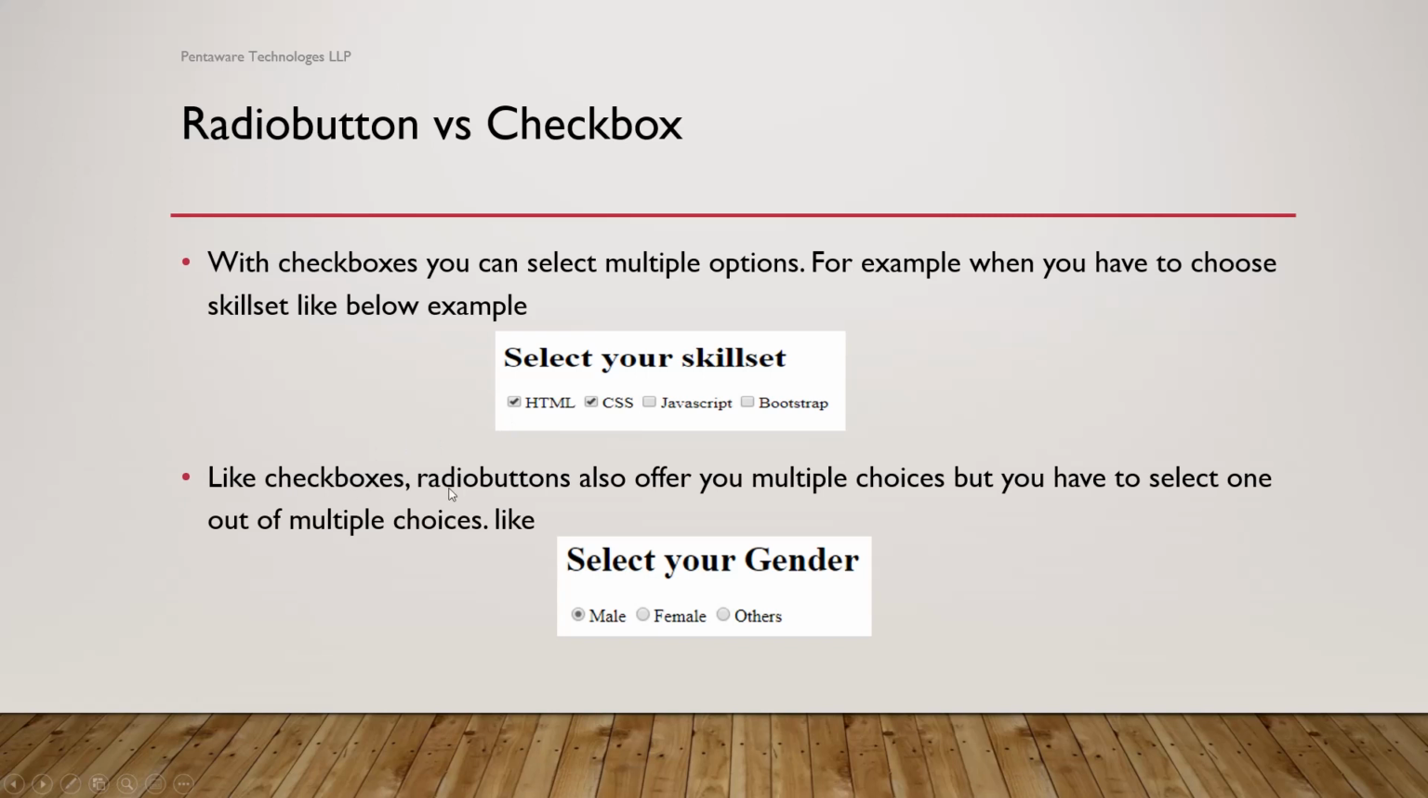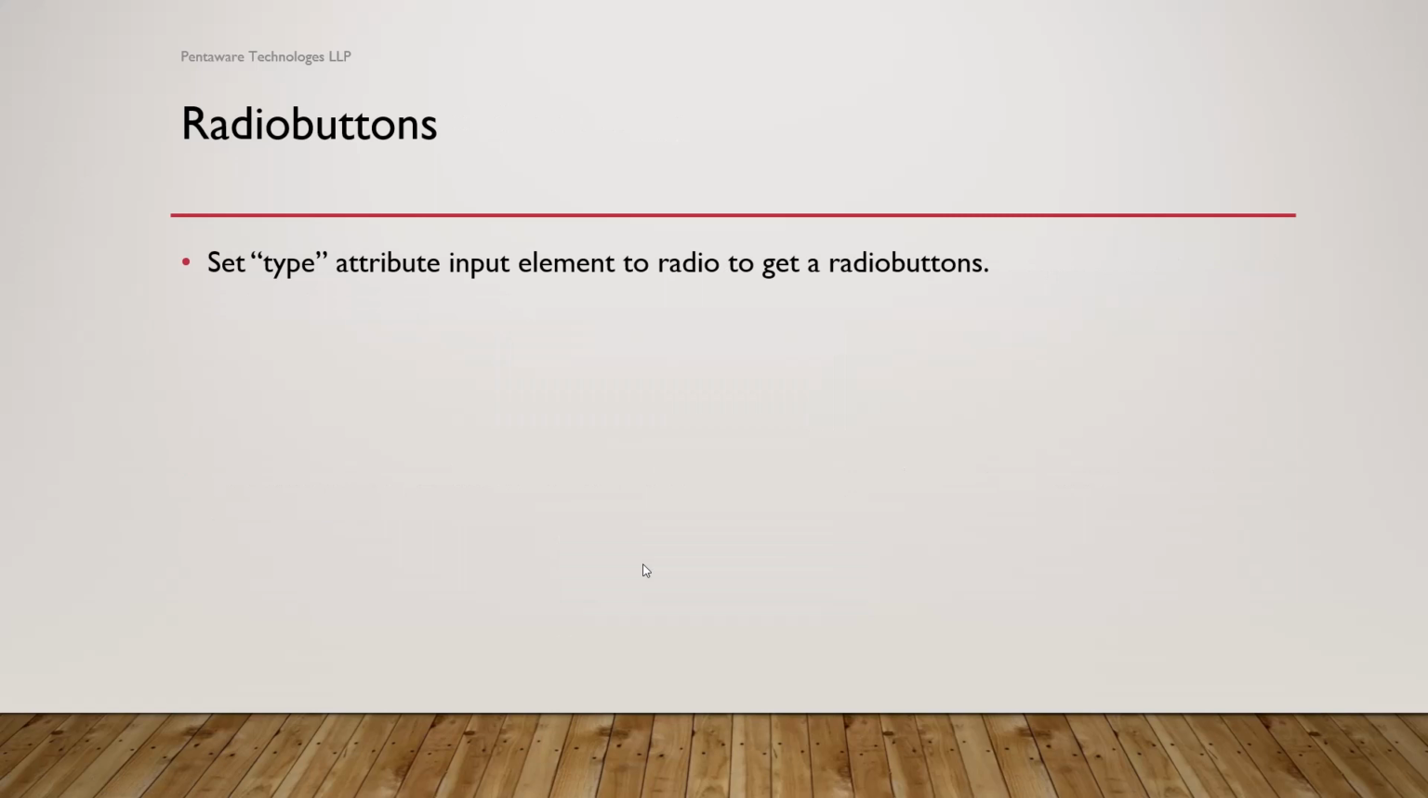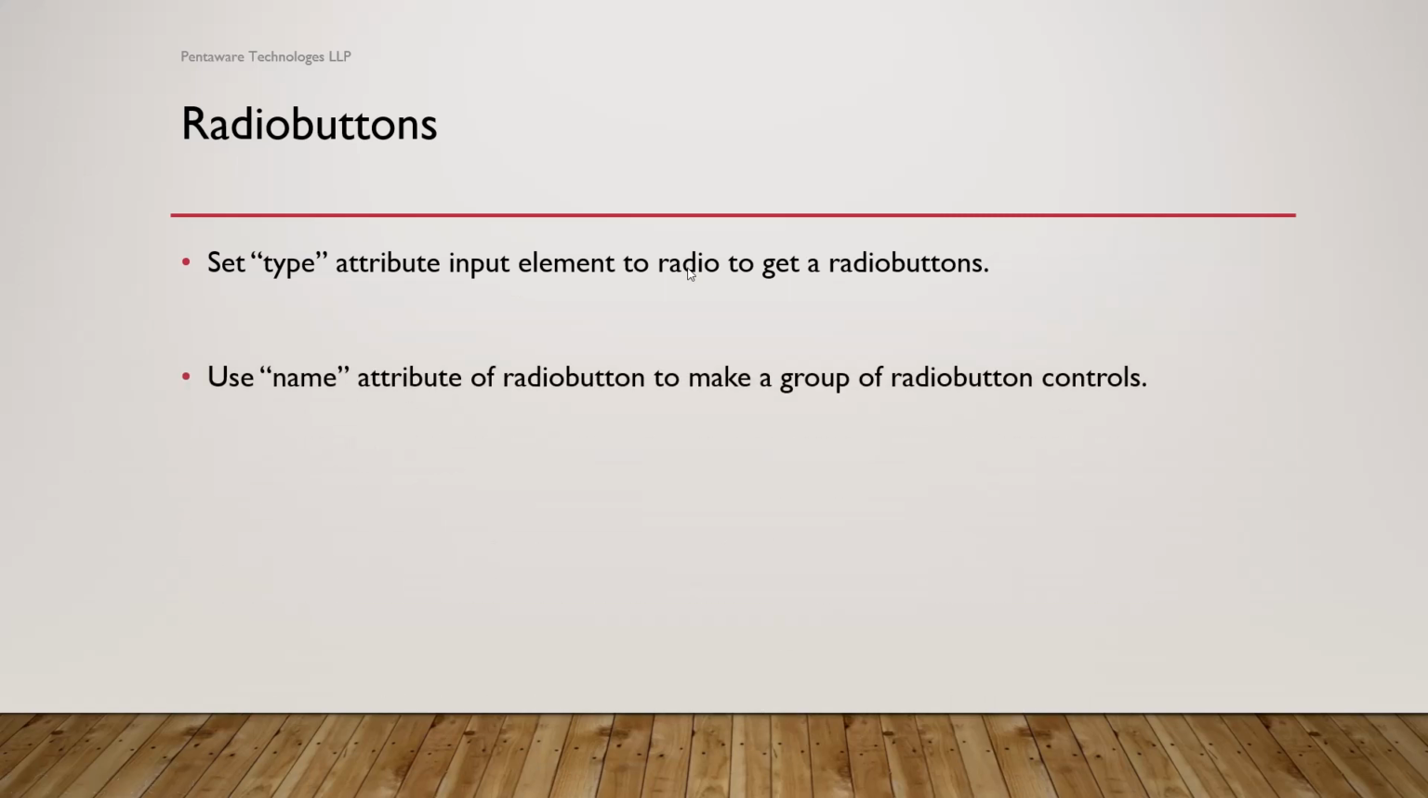Like checkboxes, radio buttons also offer you multiple choices, but you have to select one out of multiple choices. For example, if there is a form where you have to choose your gender, then you can be either male, female, or others. As we have seen in one of the previous video sessions, we have to set the type attribute of the input element to radio to get a radio button. Then use the name attribute of the radio button to make a group of radio button controls. What does that mean?